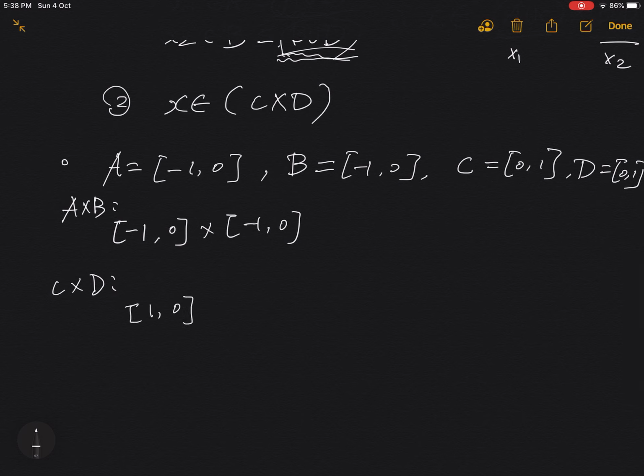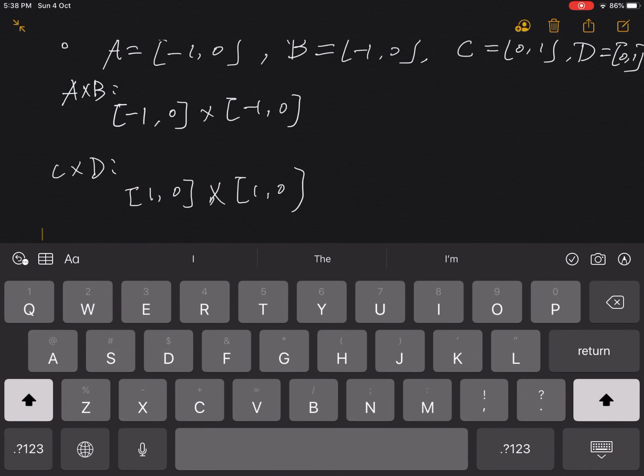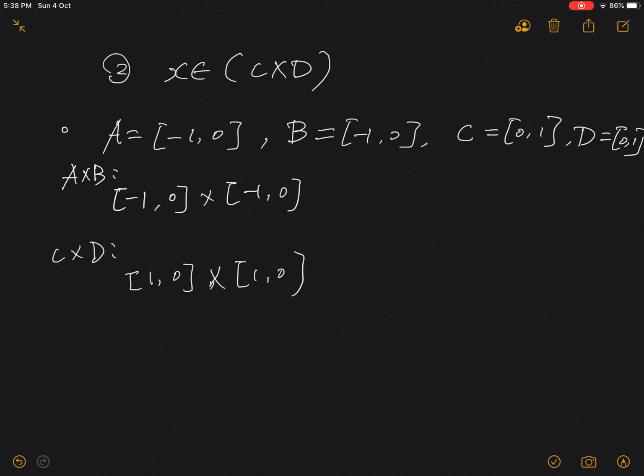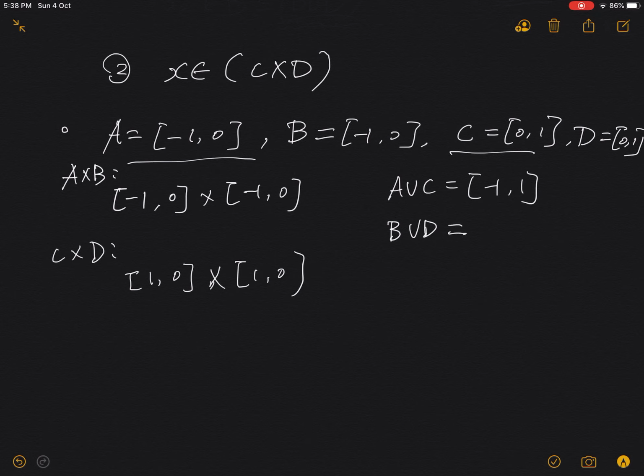And then the right hand side is A or C. A or C is -1 to 1, and also the same thing, B or D is -1 to 1. So the right hand side could be -1 to 1 times -1 to 1.